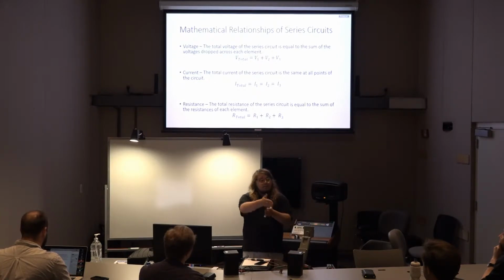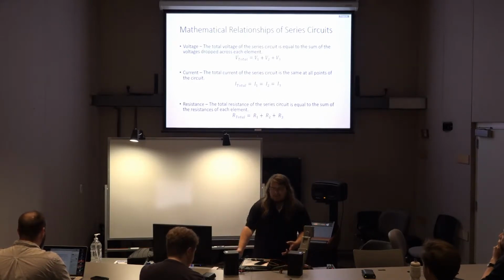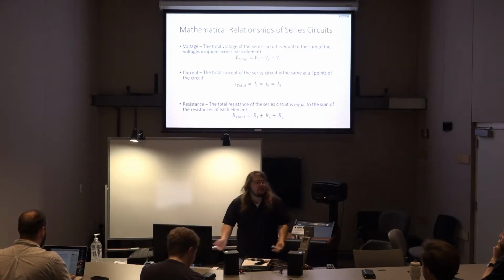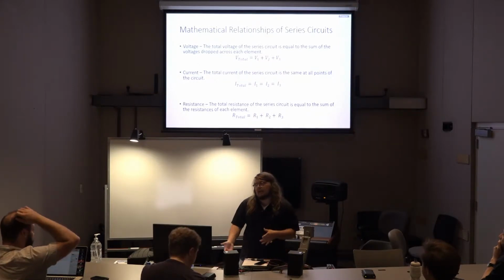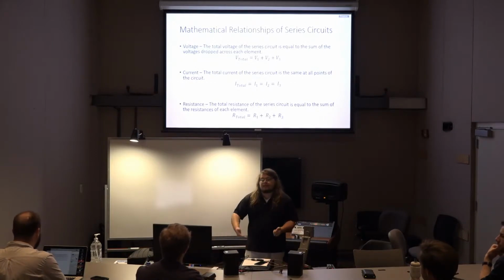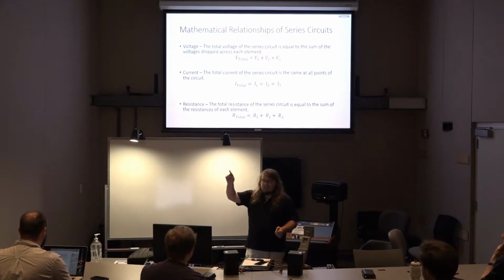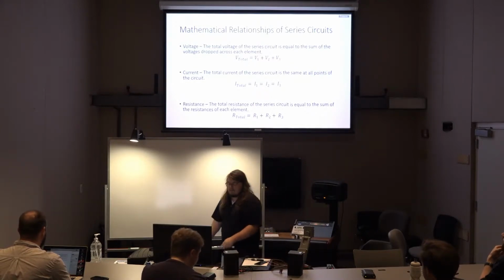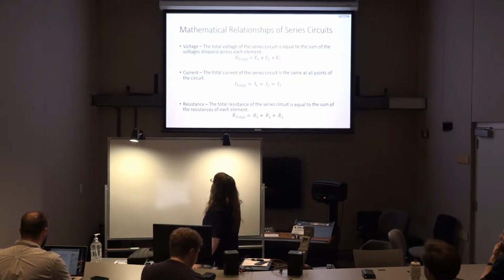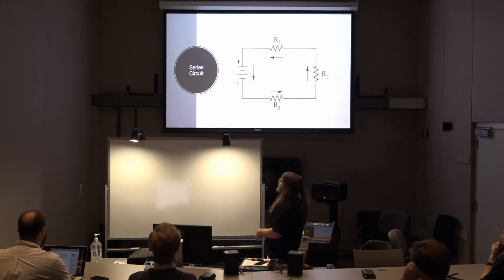The current only has one path to flow. So the total amount of current leaving the power amp has to come back. We can't lose any, we can't gain any with this simple series circuit. So it stays consistent throughout the whole thing. You could think of it as really just one path, and the current flows through there. In this diagram before, it's indicated with arrows there.